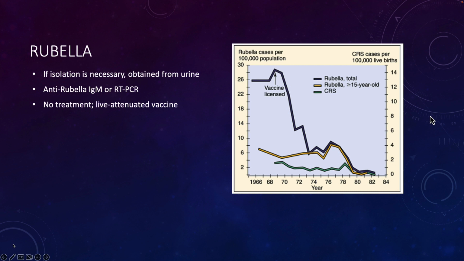If isolation is necessary, you can get the virus from the urine. What you're going to be looking for is the presence of anti-rubella IgM. Remember, IgM is one of the first antibodies produced during infection, so that would indicate an active infection versus memory. Or you can do reverse transcription PCR to look for the viral RNA. There is no treatment available, but there is a live attenuated vaccine. And so what we see are the rubella cases in the US and how they really plummeted after the introduction of the vaccine, including the numbers of congenital rubella syndrome.